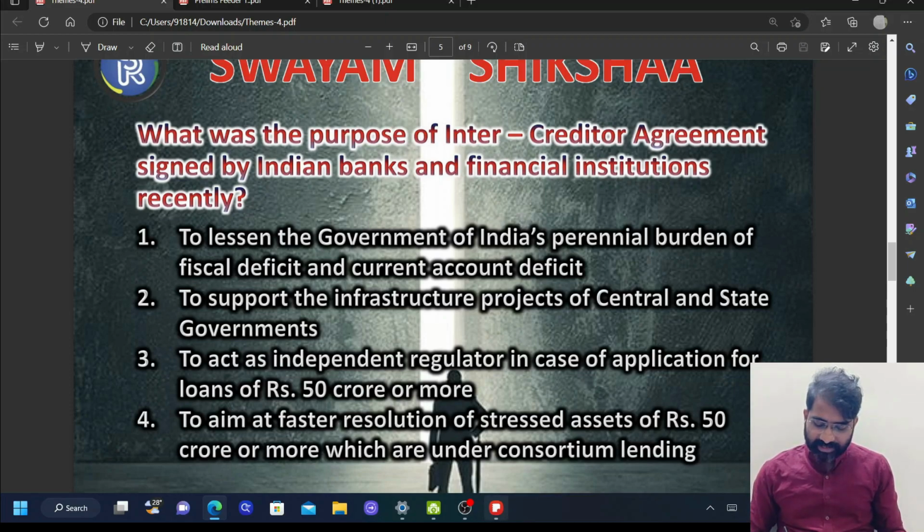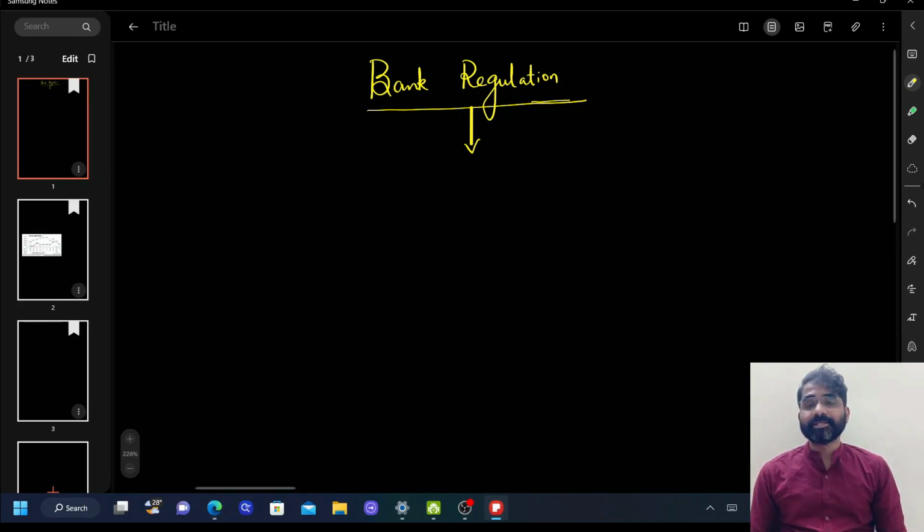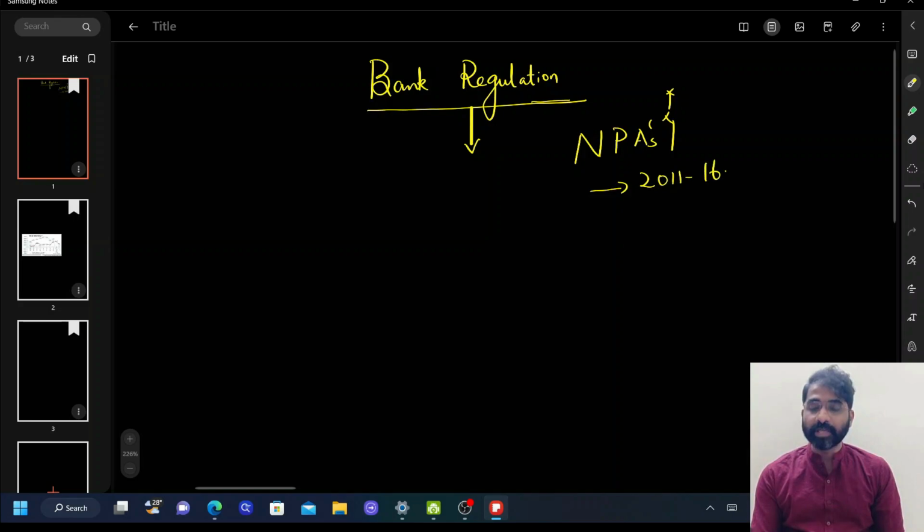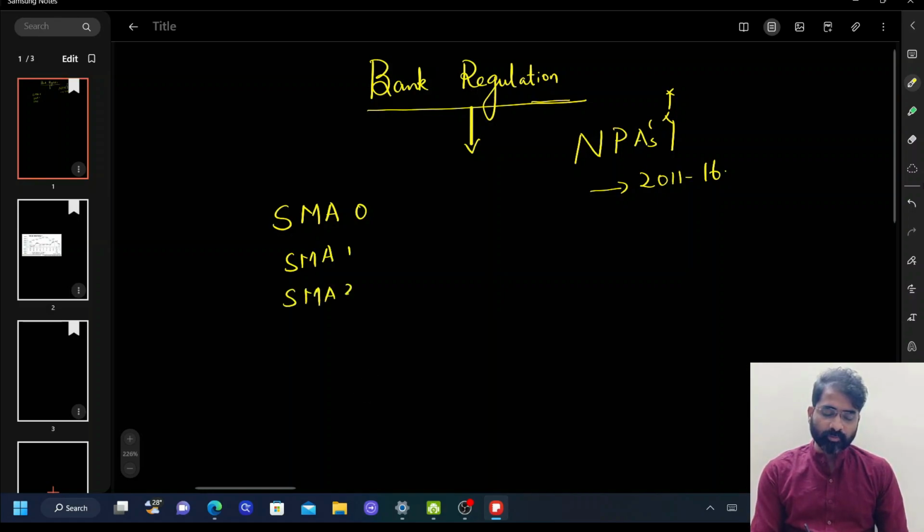Now, what we will try to understand is, when we talk about banks regulation, why the banks have to be regulated in the first place. One important aspect is NPAs. What we observe is these NPAs have been increasing mainly between 2011 and 2016. NPA is a non-performing asset. Before a particular loan becomes an NPA, RBI has also come up with something called the special mention account, SMA. SMA-0 is there, SMA-1 categorization is there, and you also have SMA-2 categorization.